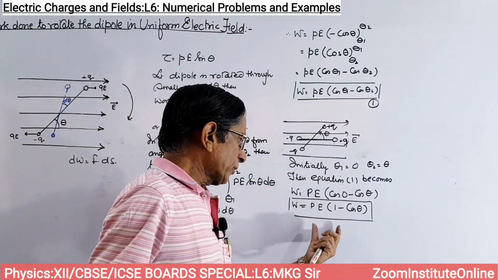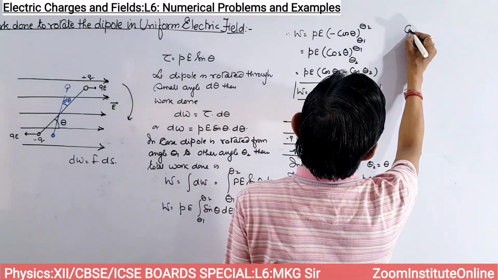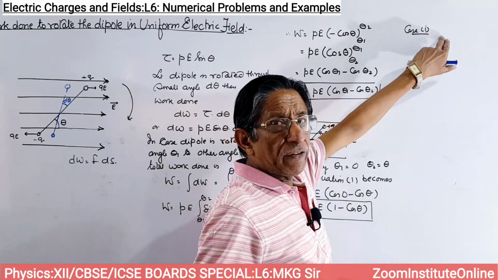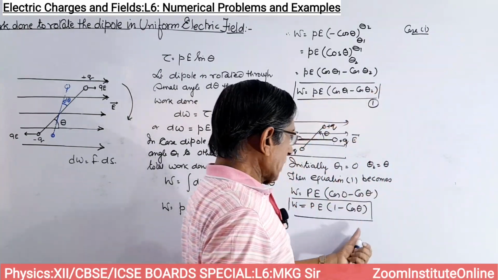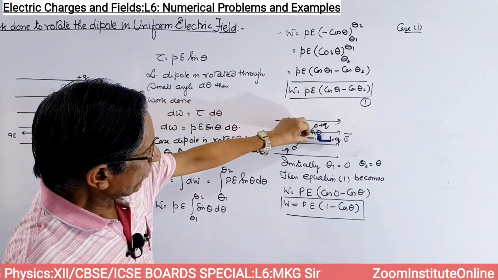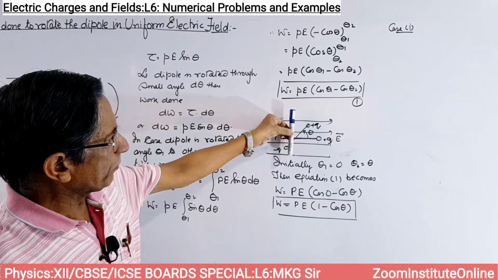Now there are two special cases of it. Case 1. What is case 1? Case 1 is that the dipole is turned through an angle of 90 degrees. What I mean is, the dipole was earlier parallel to the electric field, now we have rotated it to 90 degrees.